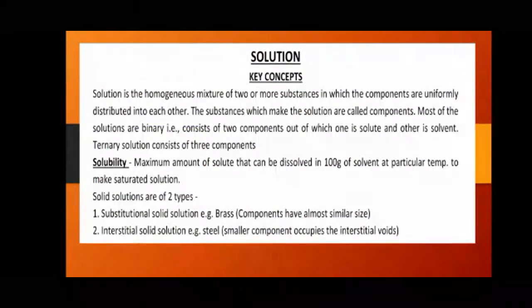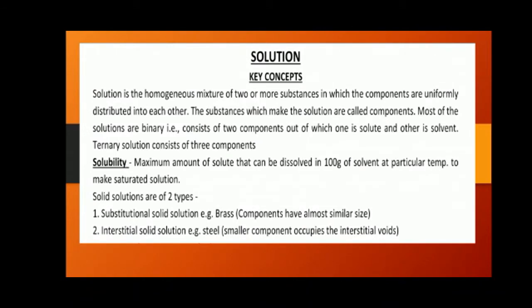Solution is a homogeneous mixture of two or more substances in which the components are uniformly distributed into each other. The substances which make the solution are called components. Most of the solutions are binary, that means they consist of two components, out of which one is solute and the other is solvent. Ternary solution consists of three components.